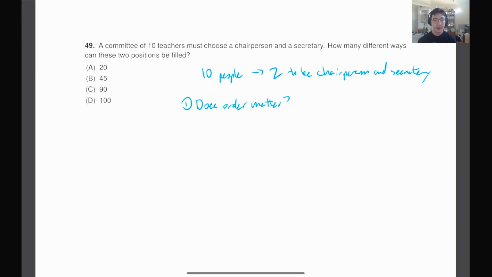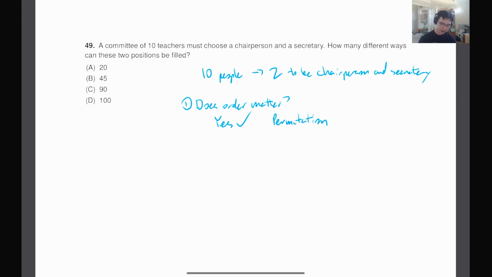Right? So does order matter in here? Is the chairperson the same thing as a secretary? No, they're not, right? So because chairperson is not the same thing as a secretary, the order does matter. So yes, order matters. That means you must do a permutation.